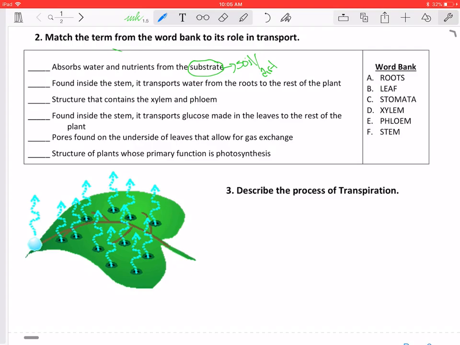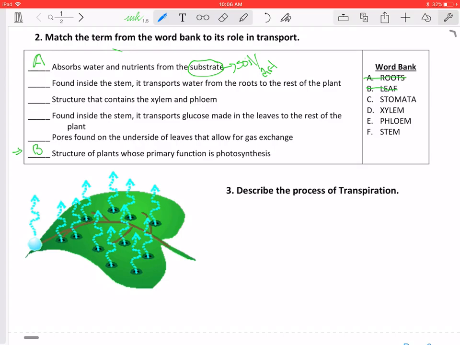Okay, guys, so this is our roots, or A. Okay, so these are our roots. And then I read through and I find the ones that I, again, feel most confident about. So looking down at the bottom right here, so the structure of plants whose primary function is photosynthesis. We talked about this a lot. That's going to be B, our leaf.